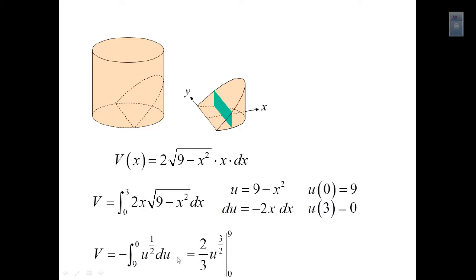Notice we got rid of our minus here. That's why these are flipped. Remember, changing the sign, you can just flip your upper and lower bounds. So we get 2/3 u to the 3/2, evaluated from 0 to 9. That means you're going to plug 9 in: the square root of 9 cubed.